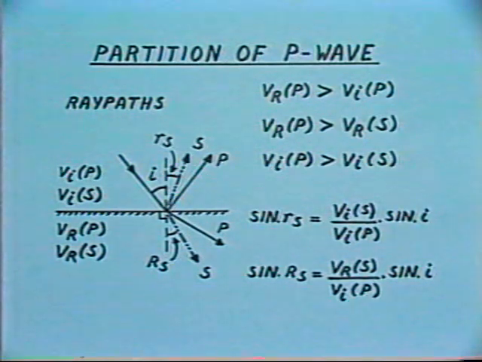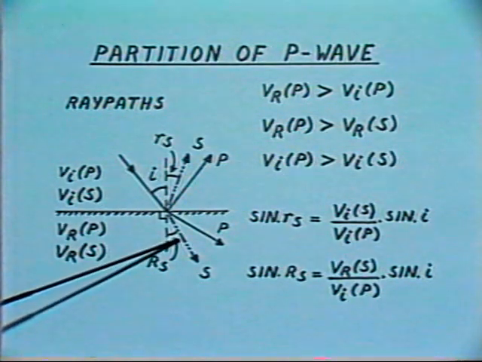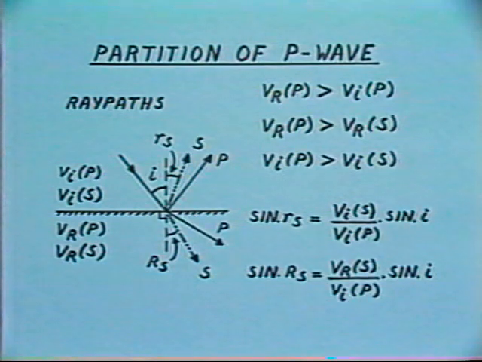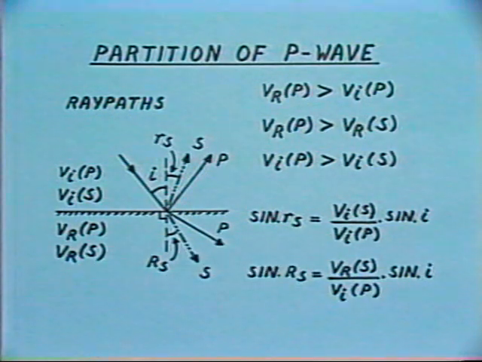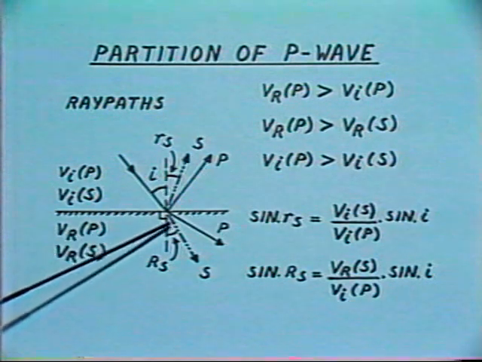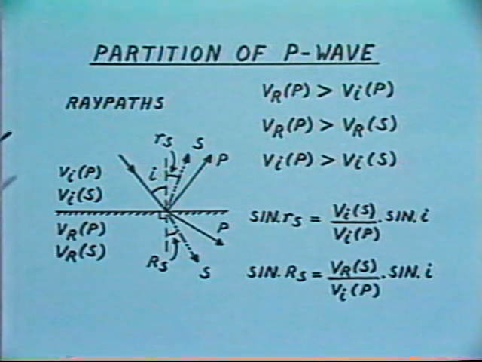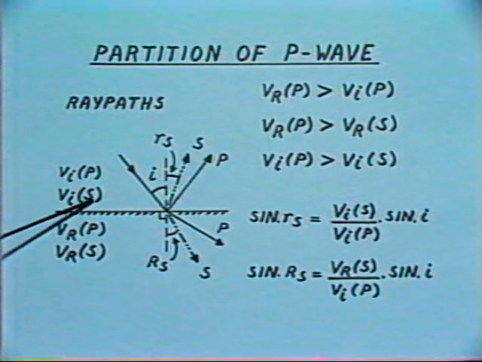The reflected and transmitted S wave rays leave the interface at different angles to the P wave energy, as shown here, and the equations which determine those angles once again depend on the velocities, and they're given here. We needn't worry too much about the details of those at this point. I just want to show that you can determine the angles for these particular rays from a knowledge of the velocities of the P and S waves in the two rock layers.